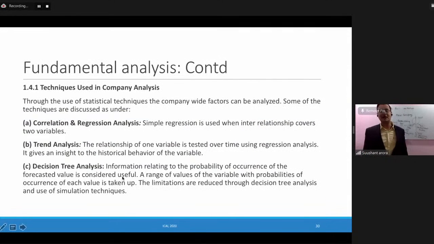Now come to the last point. As I've already promised you, the techniques which are used in the industry analysis, we will be using those same techniques in the company analysis as well. So what are they? Correlation, regression, trend analysis, and the decision tree. I know that you must have forgotten the correlation. Let me take it forward as to how the correlation figure used to be calculated. Should I? I'll show you.